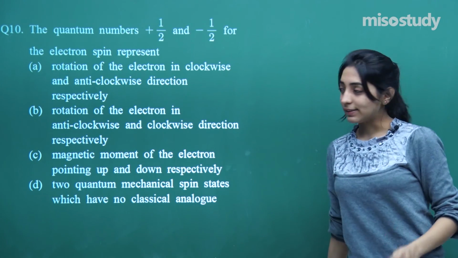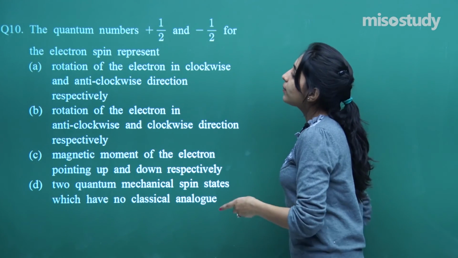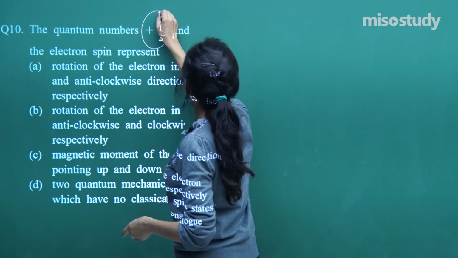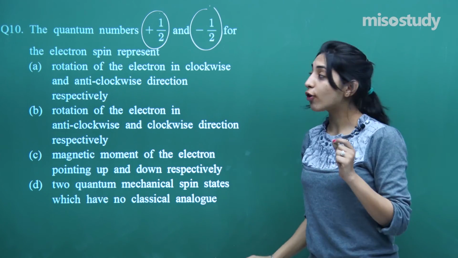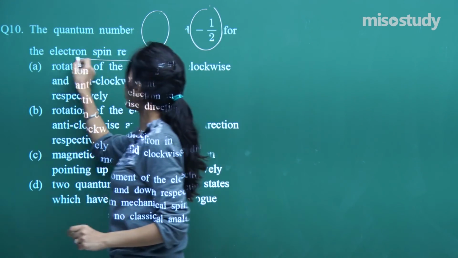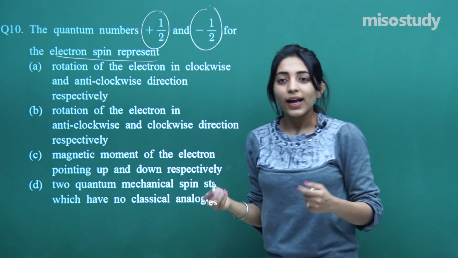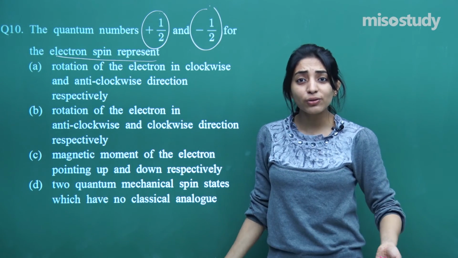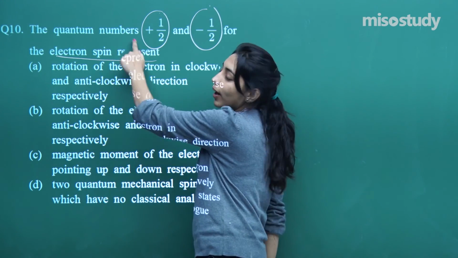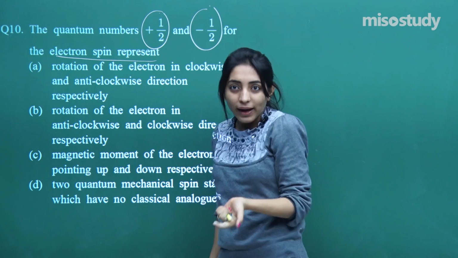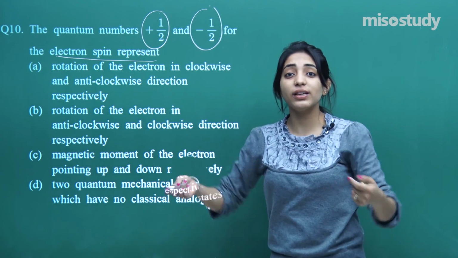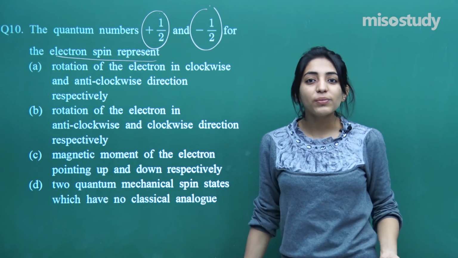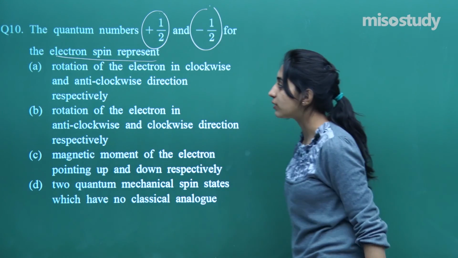Question number 10 states that the quantum numbers plus half and minus half for the electron spin represent what? Guys, they represent the quantum numbers only. See, the quantum numbers plus half and minus half for representing the spin of electron represent what? They are quantum numbers only, no? Let's read out the options.